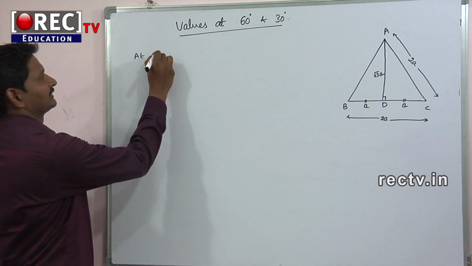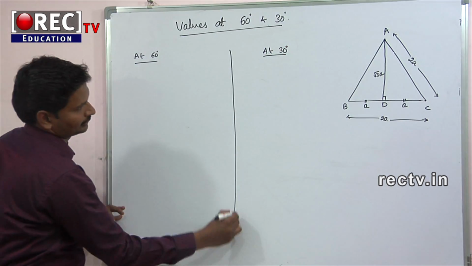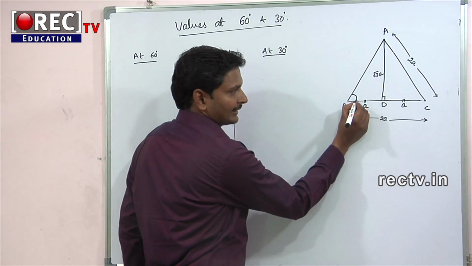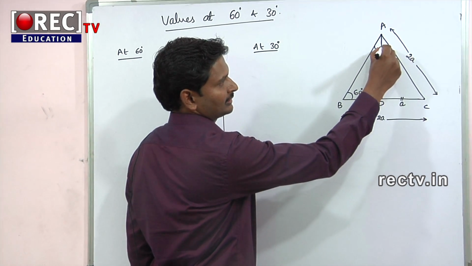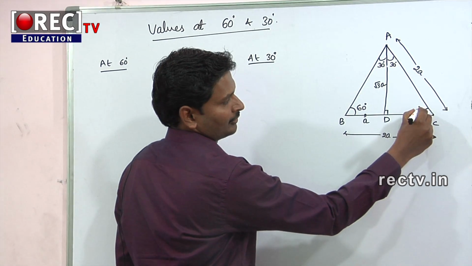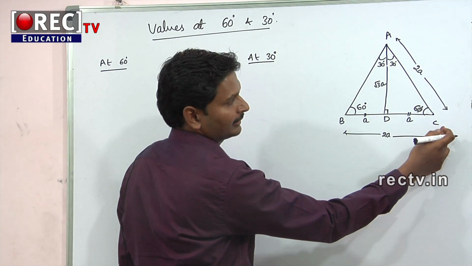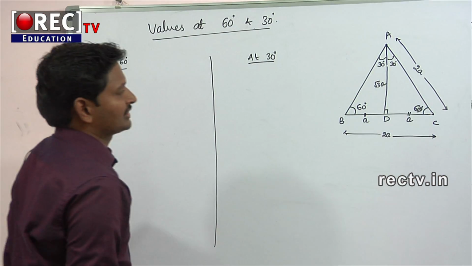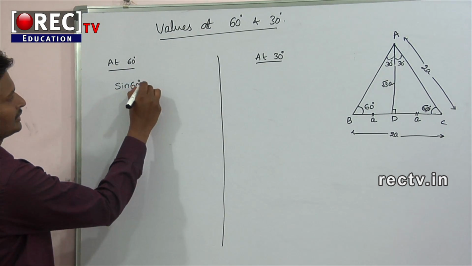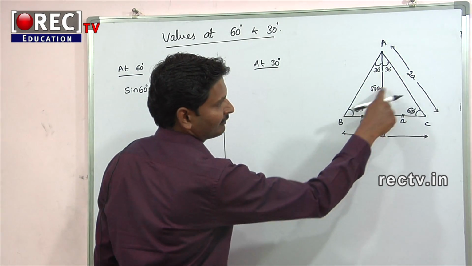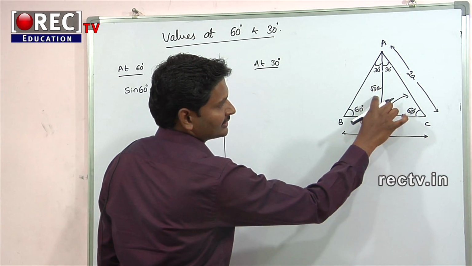At 60 degrees and at 30 degrees. Now if you consider angle B, the angle is equal to 60 degrees. So we know that this is already 30 degrees and this is also 30 degrees. From triangle ADC, angle C is equal to 60 degrees. At 60 degrees, sin 60 degrees is equal to opposite side divided by hypotenuse. This is the hypotenuse AC, this is the opposite side.